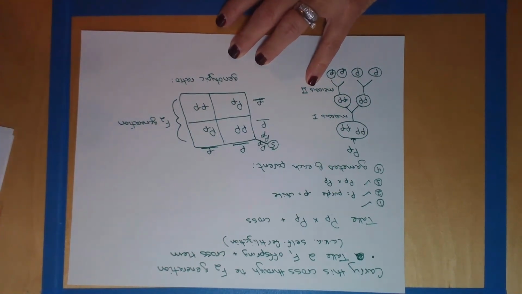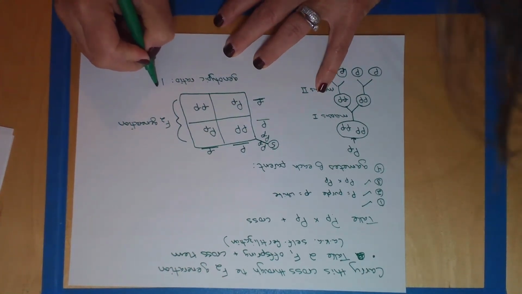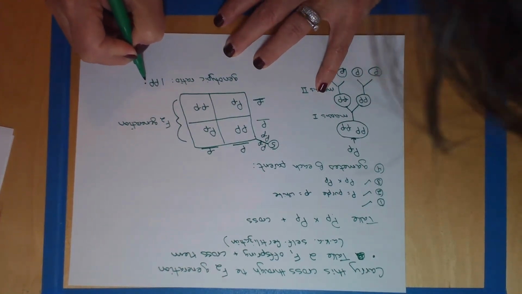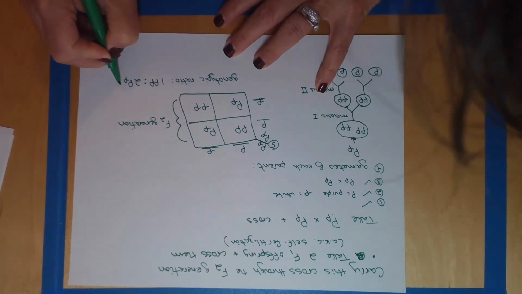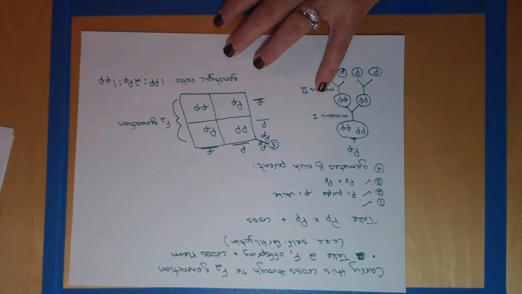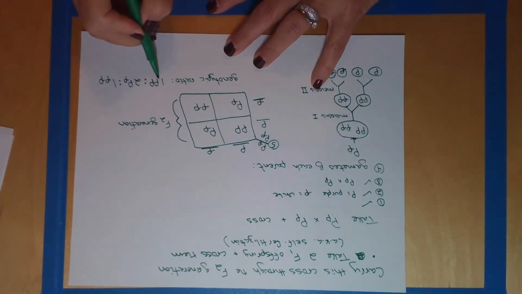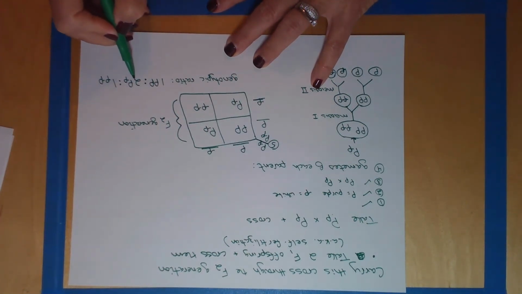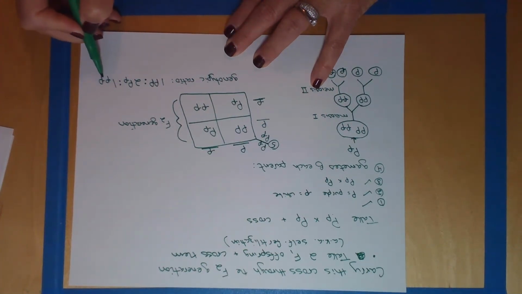I'm comparing three things. Now how I'm going to write it, we write homozygous dominant first, and then we write the heterozygous, and then we write the homozygous recessive. And then you just simply write down how many of each you have. So I have one homozygous dominant, two heterozygous, one homozygous recessive.